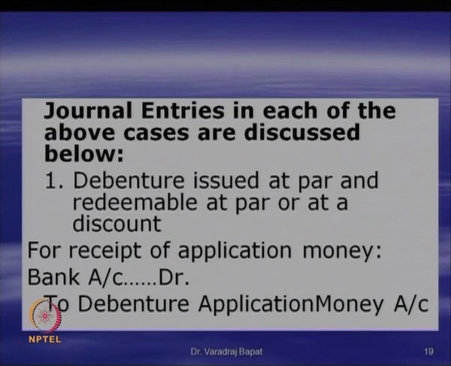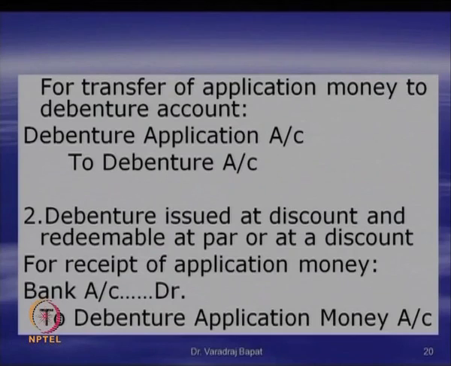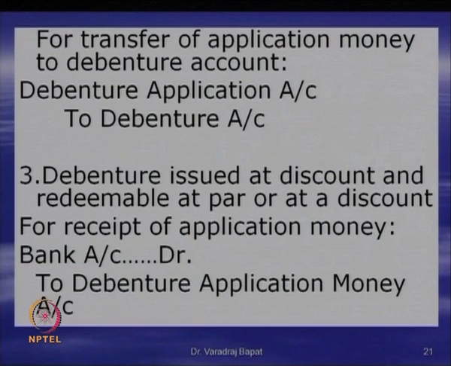Now, first case. Here, debentures are issued at par and they are also redeemable at par or at discount. So, when the debentures are issued, the entry will be bank account debit to debenture application money account. This is where the company receives money and application money is created. Now, when the actual debenture is issued, the money from the application account will be transferred to the debenture account. Now, second entry. When the debenture is being issued at discount, but it is redeemable at par, then at the time of application, we will pass the entry bank account debit to debenture application account. However, for the transfer, the entry will be debenture application to debenture.